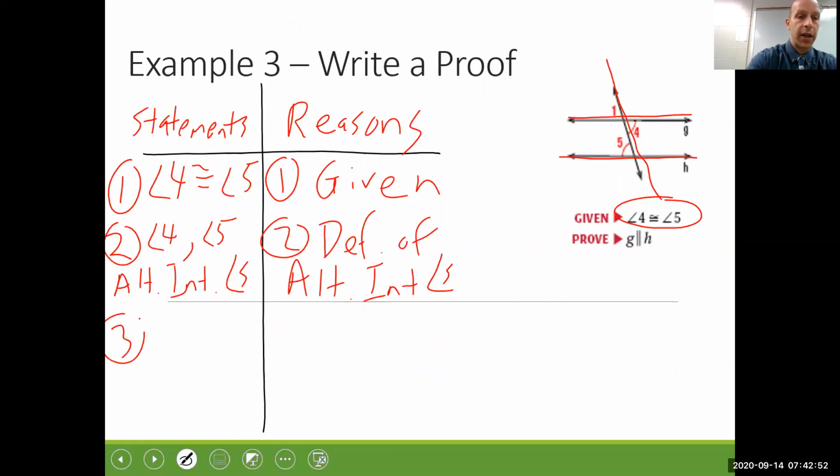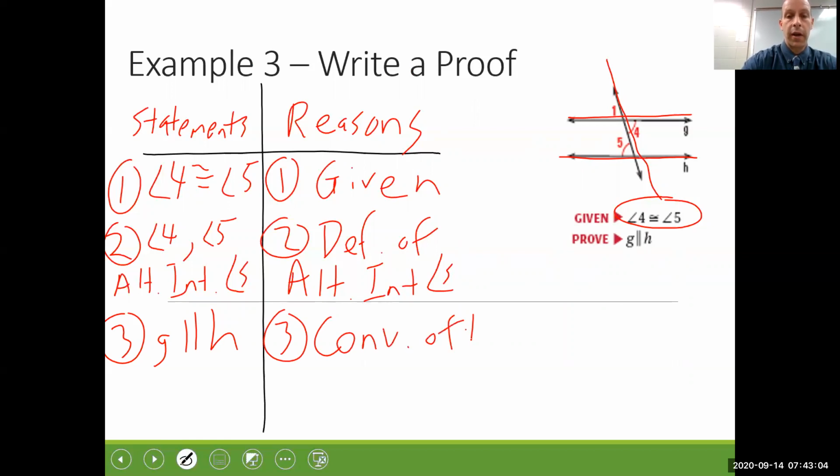So this is a very easy 3-step proof. This is just going to be that line G is parallel to the line H. And that's going to be by the converse of the alternate interior angles theorem. That's the proof. Okay, nice 3-step proof.